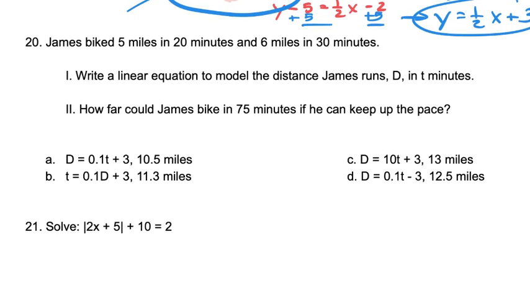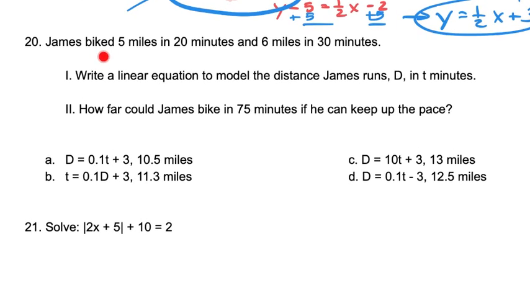See, it looks like we had another word type problem. James biked 5 miles in 20 minutes, and 6 miles in 30. All right, I'm seeing ordered pairs here.